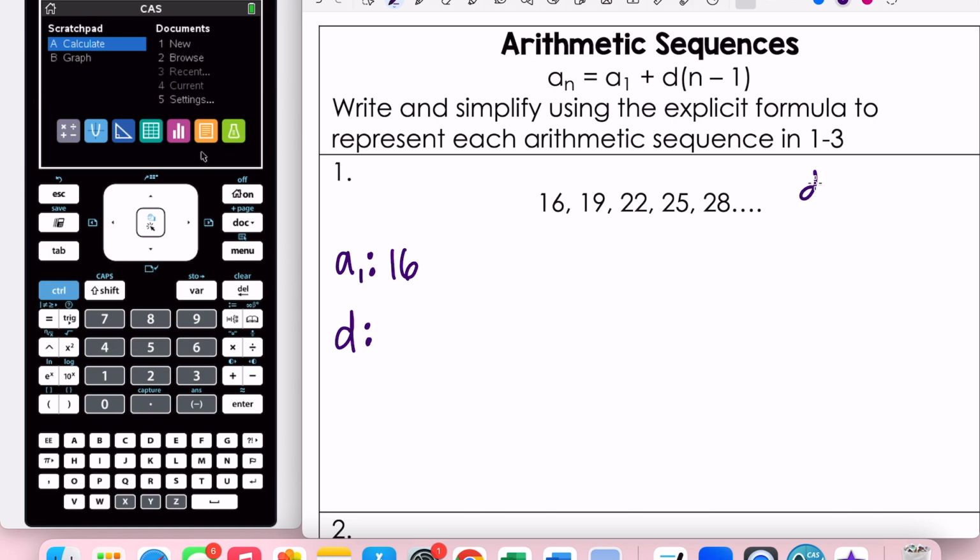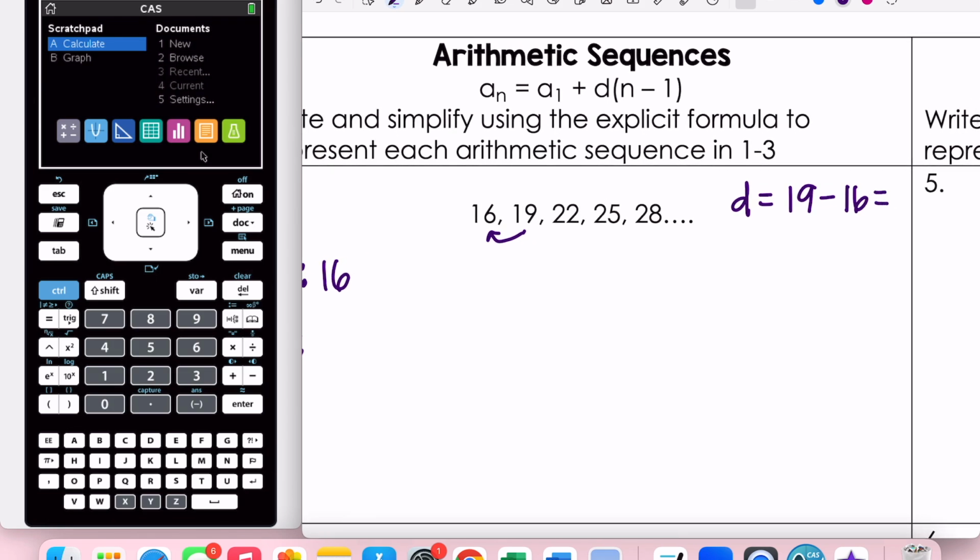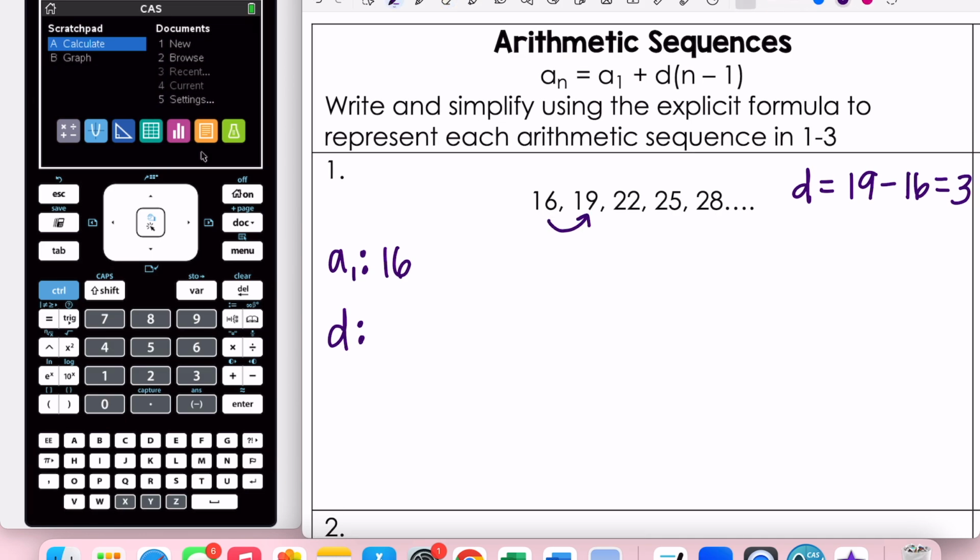Now, to find my common difference D, I'm going to take the second term, 19, and subtract the first term, 16. So 19 minus 16 equals 3. Basically, guys, what that means is to get from 16 to 19, I added 3. If I take 19 and add 3, I end up with 22. If I take 22 and add 3, I end up with 25. If I take 25 and add 3, I end up with 28. Every single time I move to the next term, it has a difference of 3. So my common difference is 3.